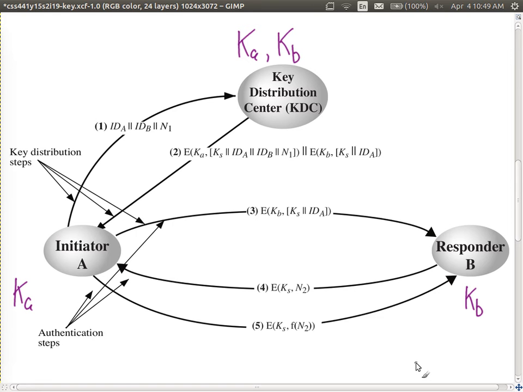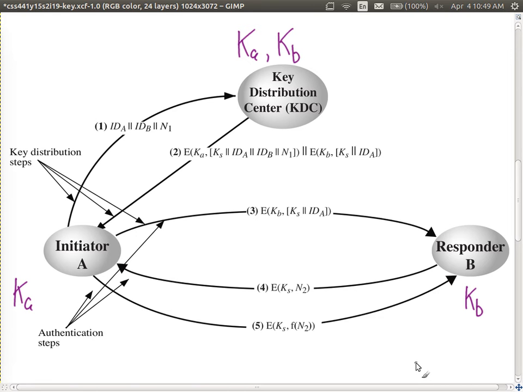Remember, a nonce is a number used only once, like a random number, a timestamp, or a counter, under the assumption that they're large enough such that they'll not be repeated, or it will be practically impossible for the attacker to predict what the value is. So we send that first message to the KDC. It can be intercepted. Nothing's encrypted here.